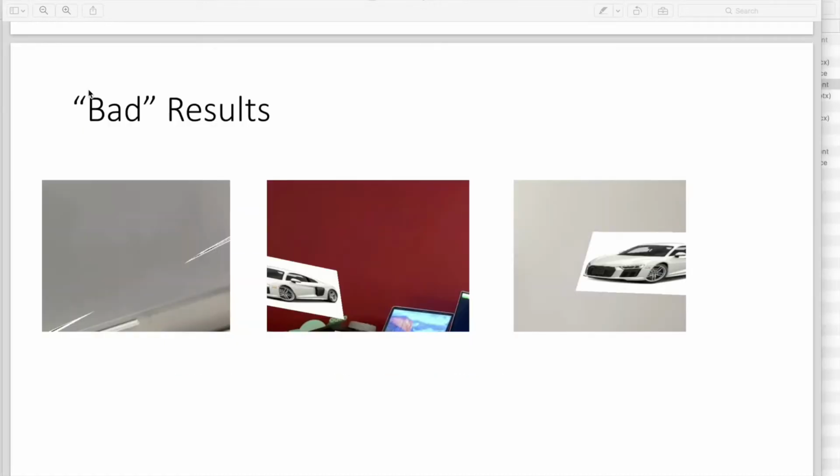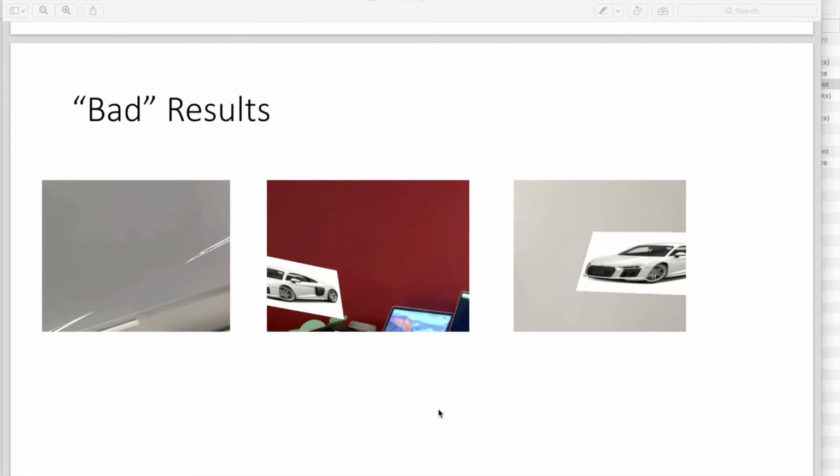And here are some examples of bad results. So in this frame, the ad is basically gone. In these two frames, the amount of drift and rotation is way too much. So the common theme amongst all of these videos is that they were taken in an area with not a lot of corners or points.